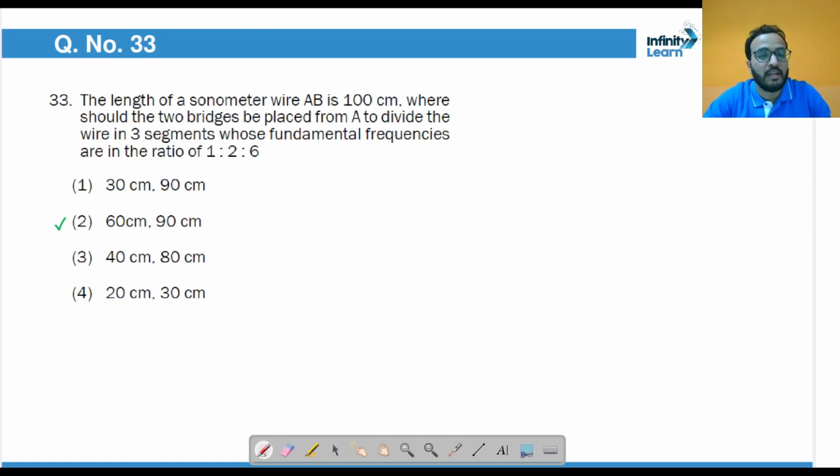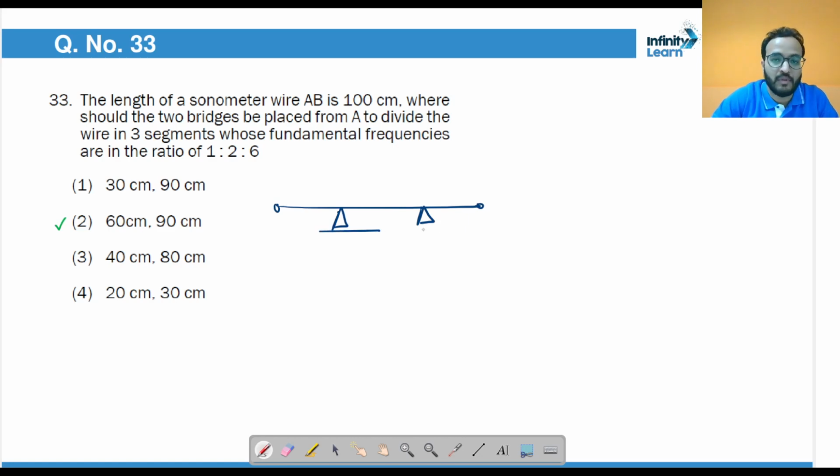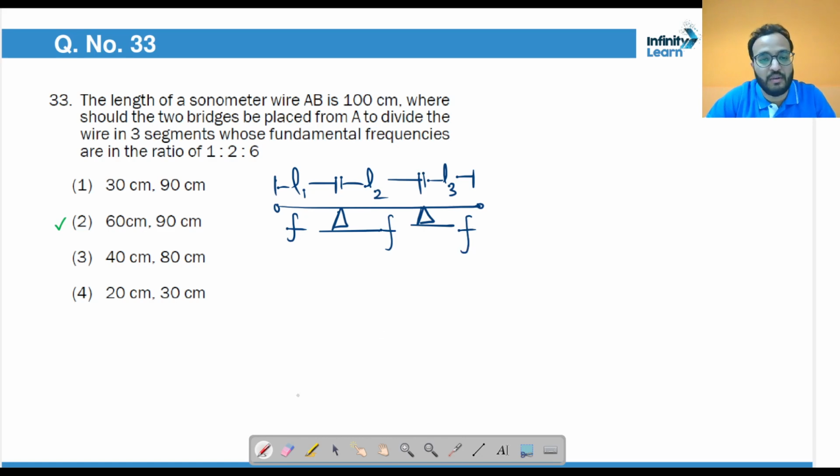32. So, the length of a sonometer wire. What they are saying is that this is fixed at both ends. So where should we keep these holders? This is L1, this is L2 and this is L3. See, one string, one frequency. So the frequencies are the same, but the only thing is that they are oscillating in different modes. This is oscillating in a different mode, this is oscillating in a different mode, and this is oscillating in a different mode.